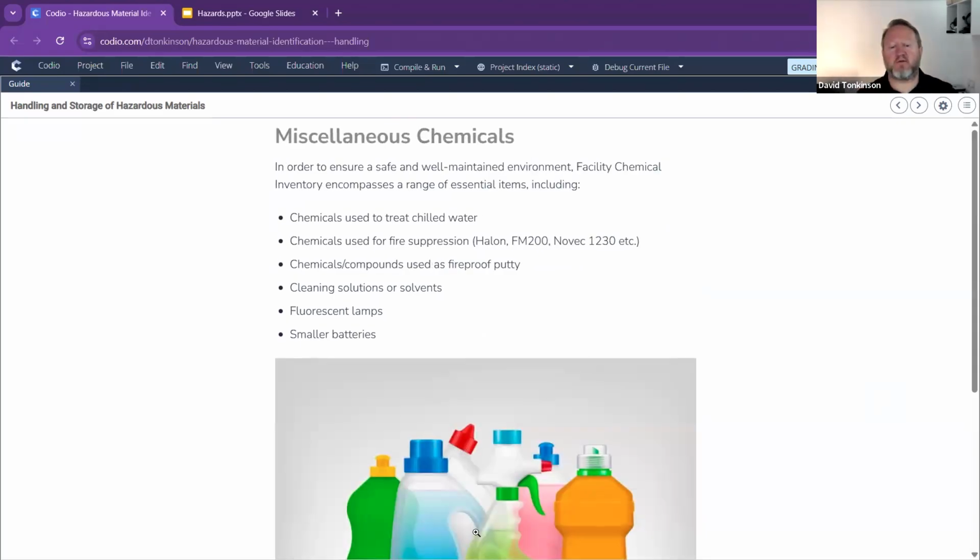Good stuff. And then, of course, there are our beautiful miscellaneous chemicals that sit in there. Chemicals that are used to treat the chilled water. Chemicals used for fire suppressants, we kind of covered. Fireproof putty and things like that need to be disposed of properly. Cleaning solutions, solvents, lamps, fluorescent lamps, batteries.